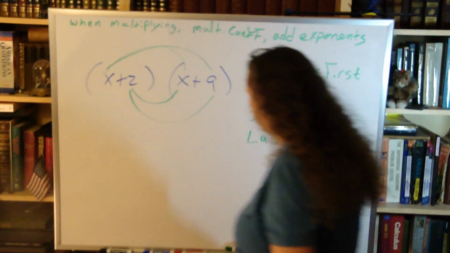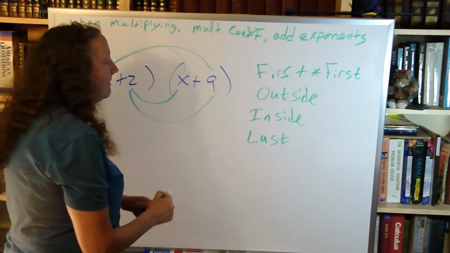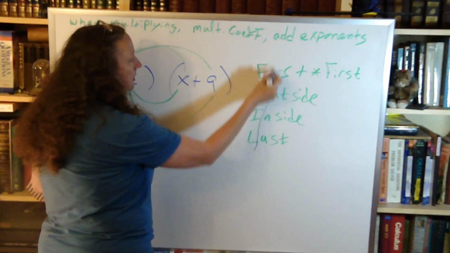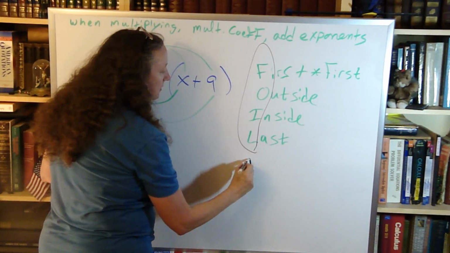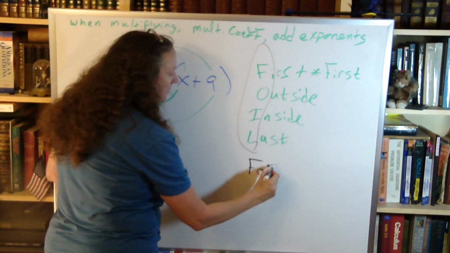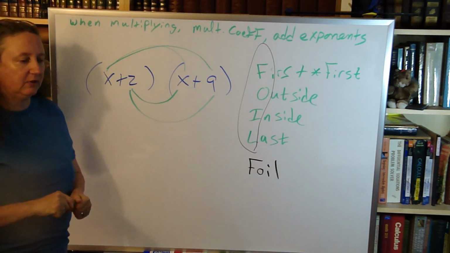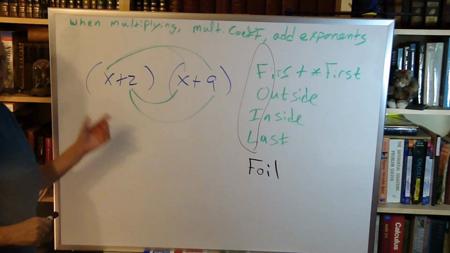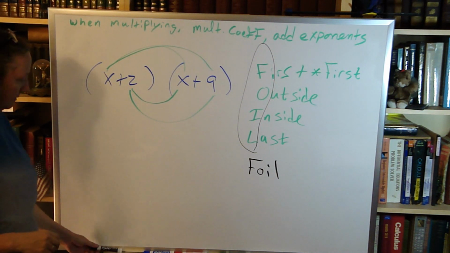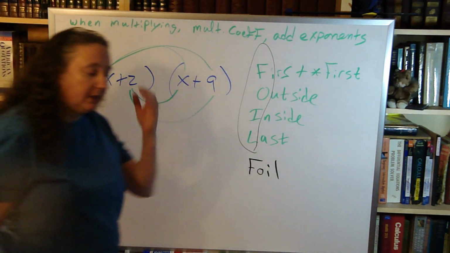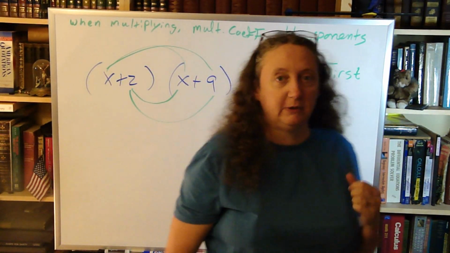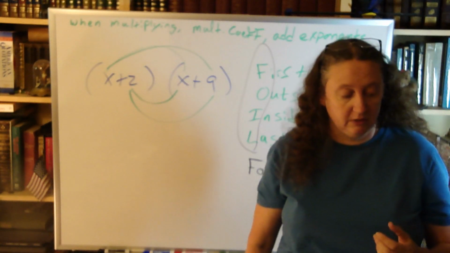And this is often called FOIL. First, outside, inside, last. You're going to be using this a lot with these binomials. And you're going to be expected to have this memorized before the end of the term, before the end of the week.